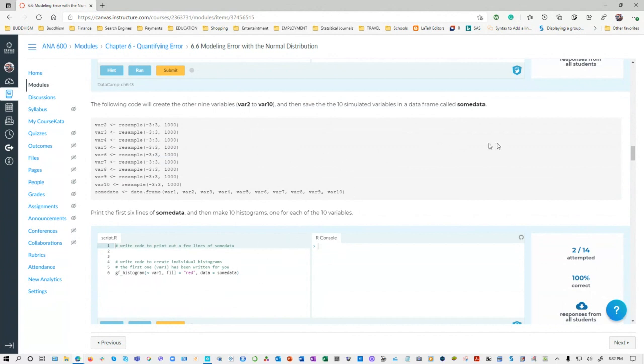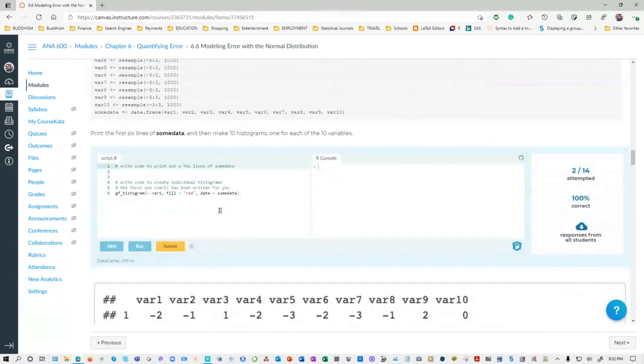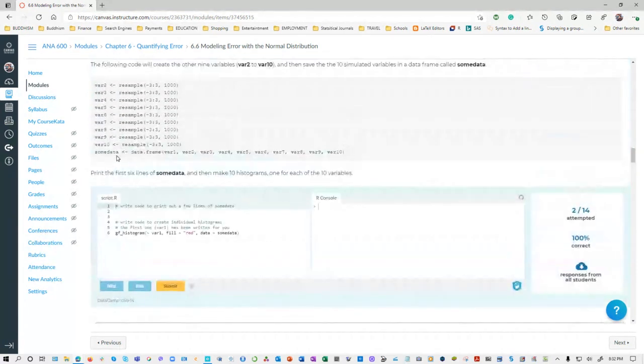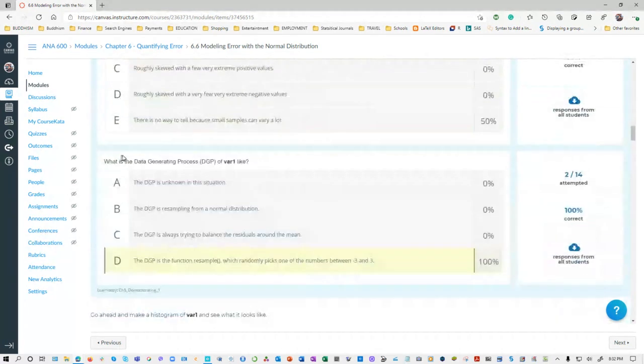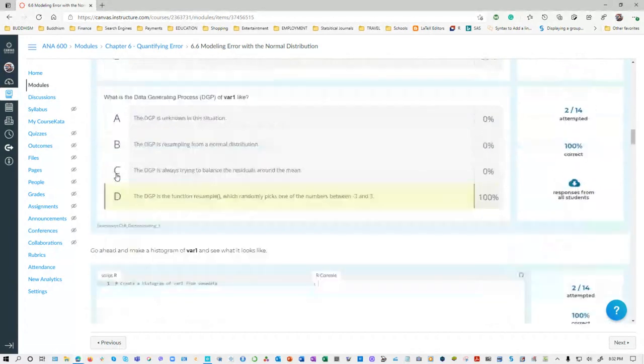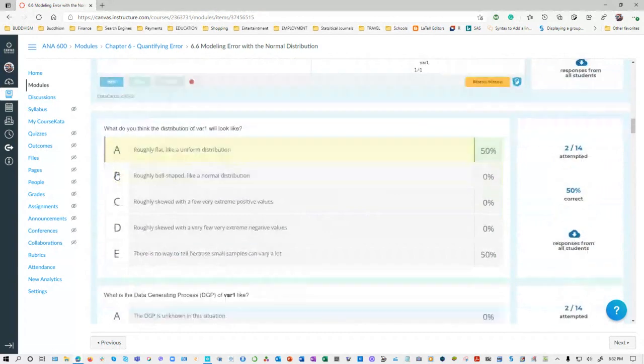You're going to have 10 columns in a spreadsheet, and how many rows? 1,000 rows. That's the data frame. You put all the variables together, and they do this one at a time. Your data frame looks like this. The data frame name again is some data.